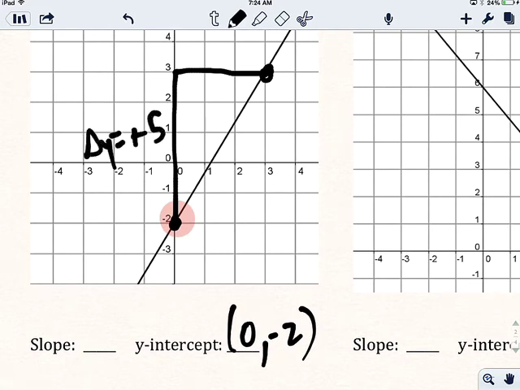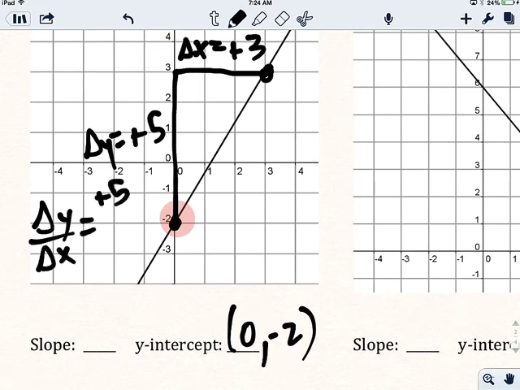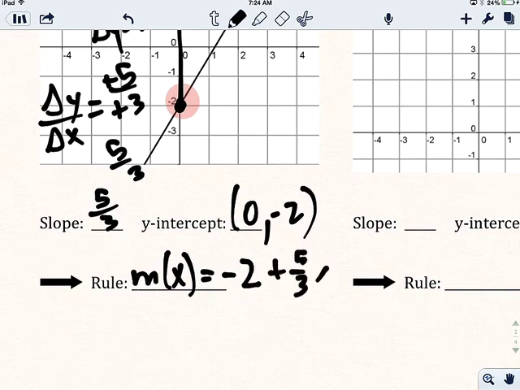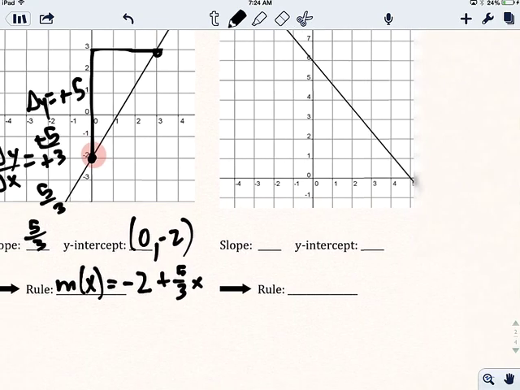My change in y is plus 5. Delta x is plus 3. And so then my slope is delta y over delta x. So that's plus 5 over plus 3, which is just 5/3. It doesn't simplify, so I'll put that in as my slope. And then my rule is going to be, we'll say m of x is equal to the constant negative 2, because that's the y-intercept, plus 5/3 x. All right, moving along.